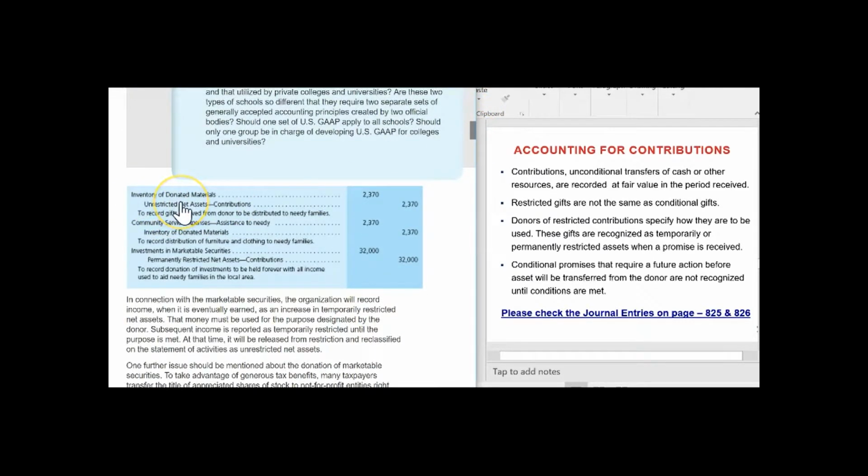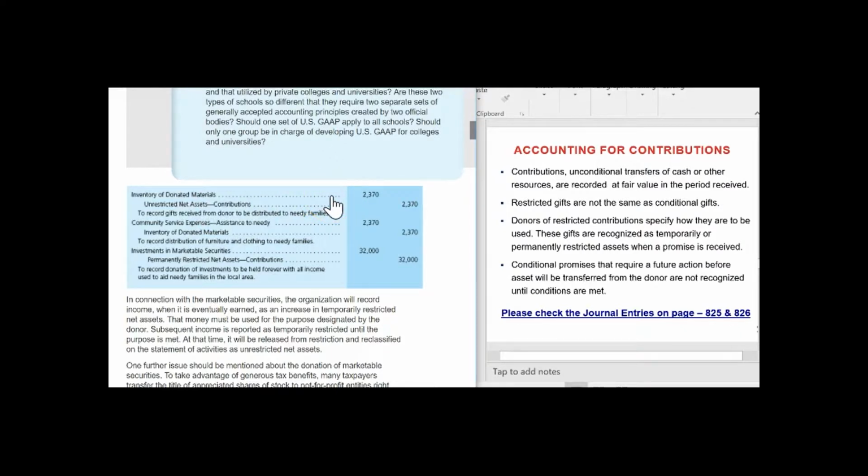First, you have to record all those inventories, furniture, and clothes that they received, and you record them at the fair value as of the date they were received. So you will record inventory of donated materials. Inventory is increasing, so you debit it. And then, since there is no restriction so far in the illustration, you will show it in your unrestricted net assets column. So this is the journal entry to record all those donated materials.